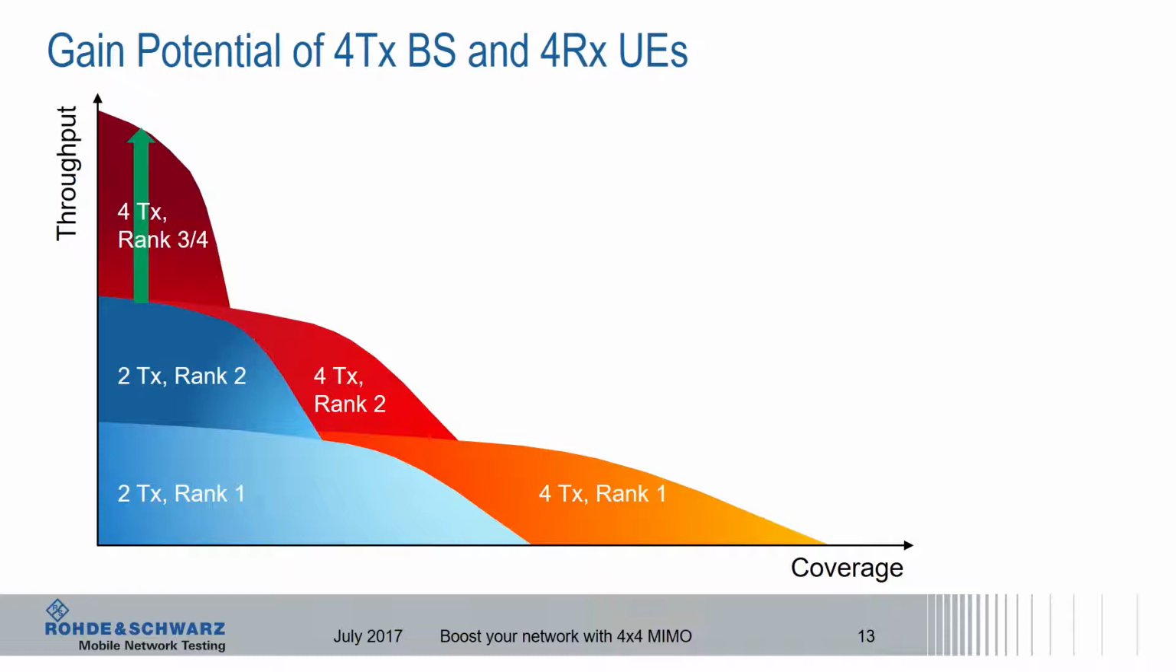On the left, you see a very high throughput close to the base station. This is exactly our 4x4 MIMO gain. So 4 transmitters, rank 4, 4 different streams. Rank 3, of course, is part of this curve as well.